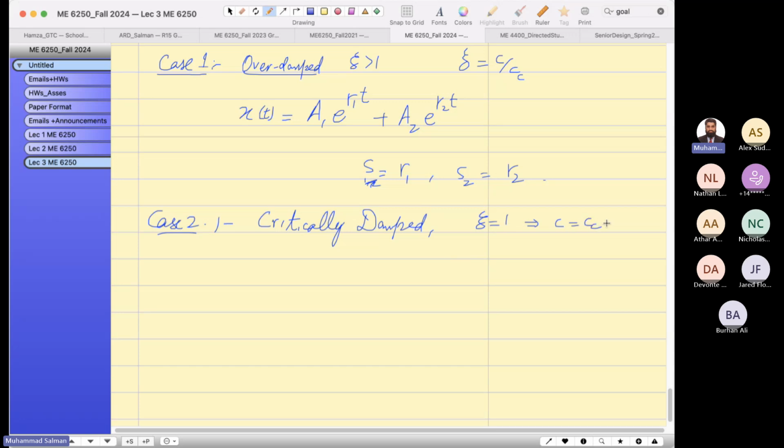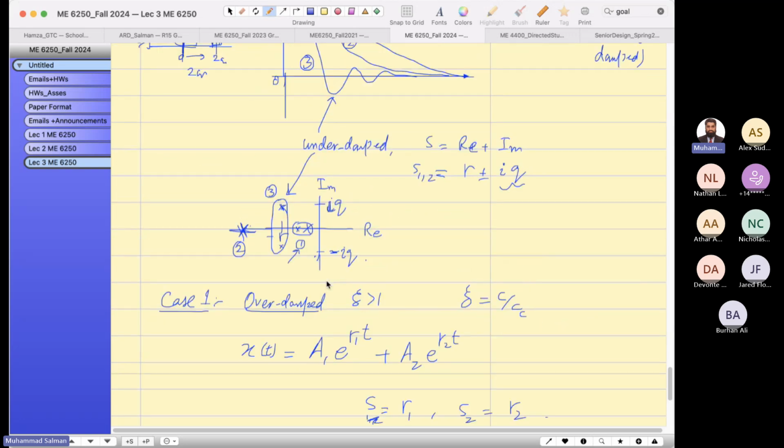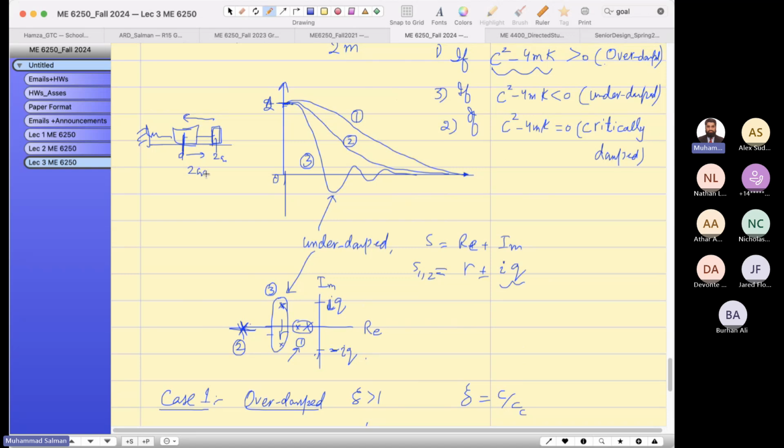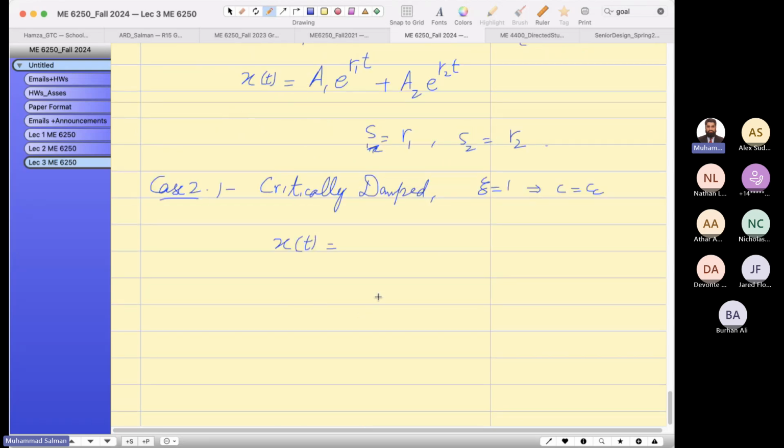That means c equals cc. So in that case, repeated roots, the formula for the solution for the displacement of this mass, the displacement at any instant, like this is our degree of freedom, can be modeled as this formula. In MATLAB, you can also see this: (A + Bt) e to the r1t. You see, r1 is again coming into the next term, so that's a case of repeated roots.